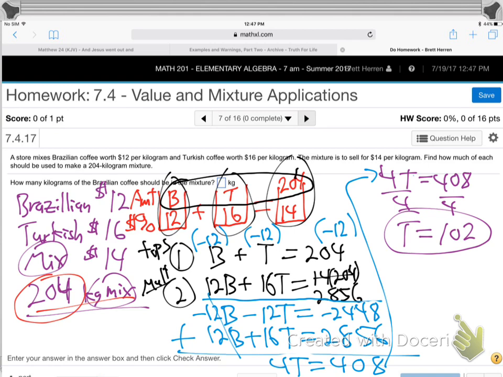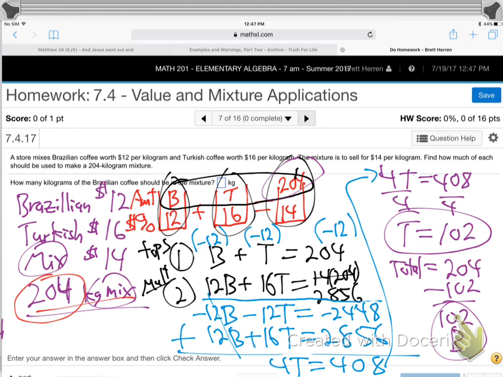And then how do you find the other one? Subtract from the total, right? Total's 204. So 204 minus 102. It's just going to be 102 also for the Brazilian coffee. It's an equal amount of each kind of coffee. Why is that? Because the final product's right smack in the middle. See how that is? The final one's right in the middle.